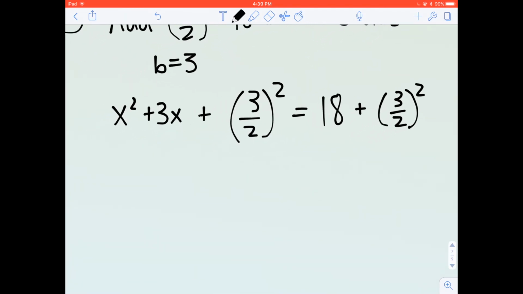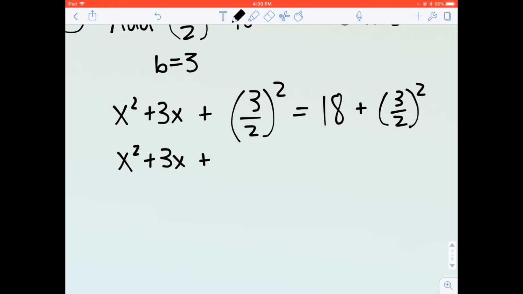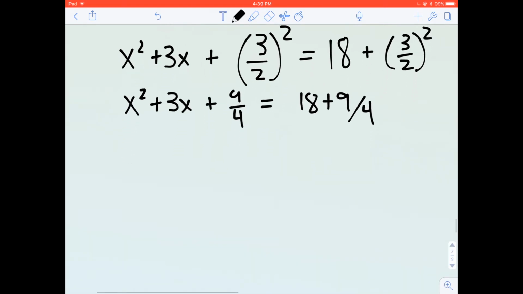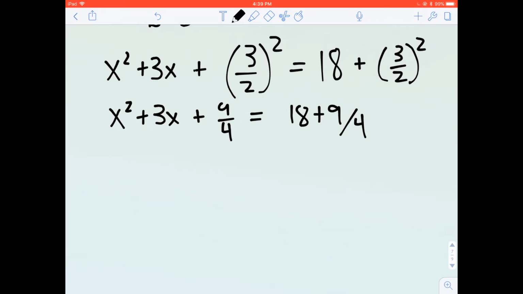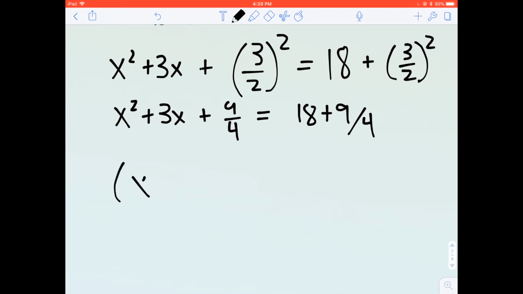Now we want to simplify a little bit, so we have x squared plus 3x plus 9 over 4 equals 18 plus 9 over 4. Now we can factor the left side. Remember, it's always going to factor to x and then plus or minus whatever term this was. So that's a positive term.